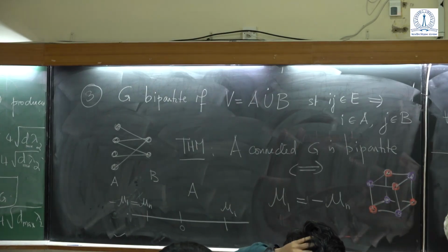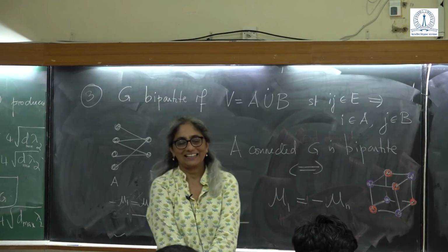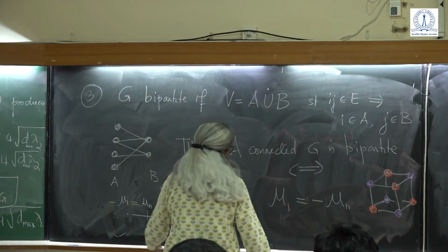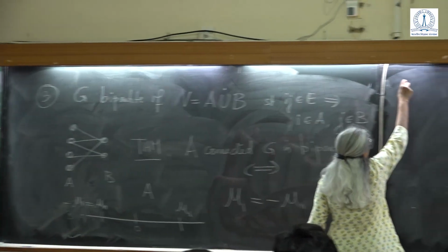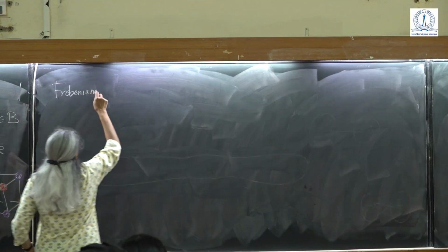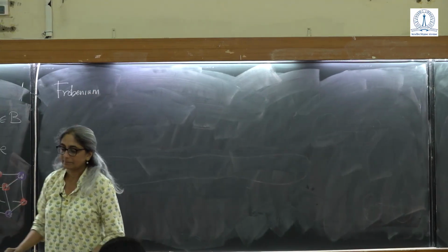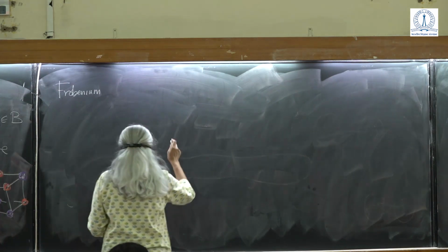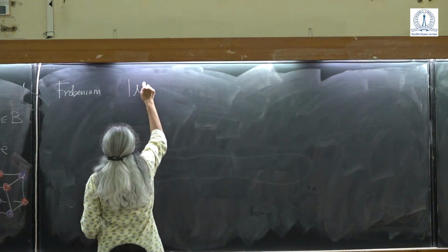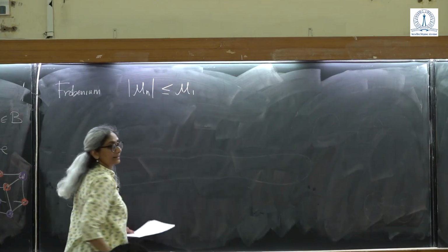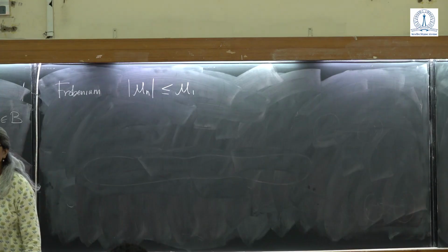Okay, so let's actually prove this. Ready? So what we know from Frobenius is that mu1 is greater or equal to the absolute value of mu n. So the absolute value of mu n is less or equal to mu1. This is what Frobenius told us, okay?